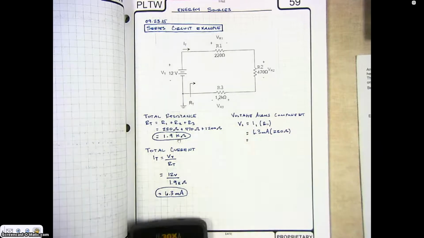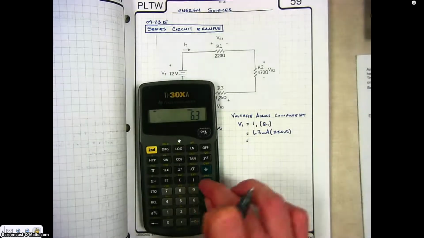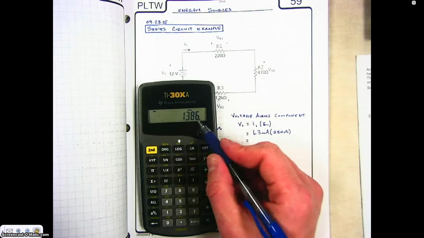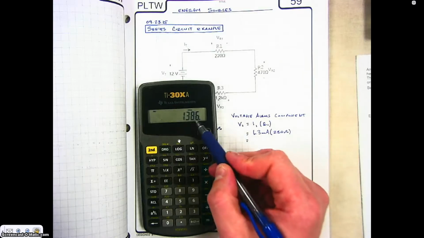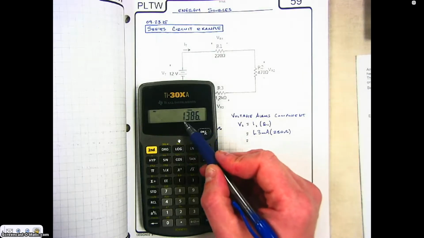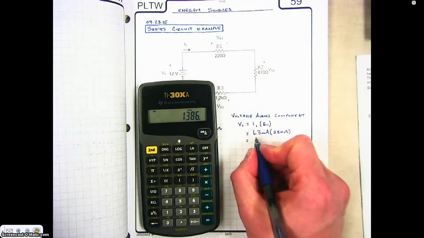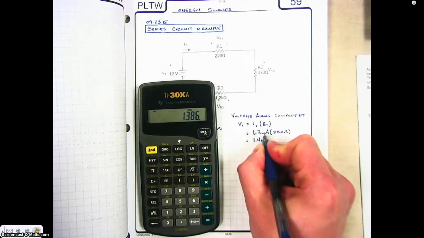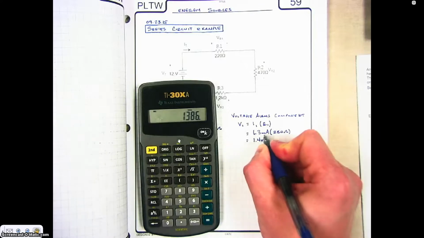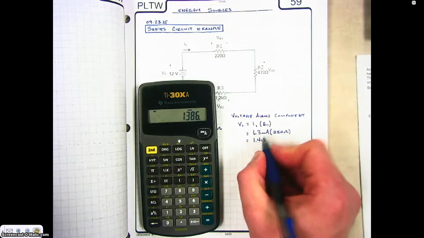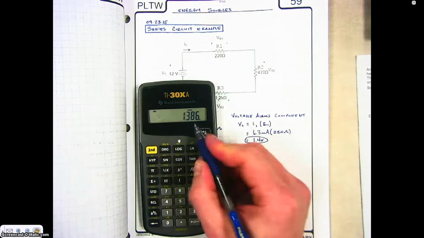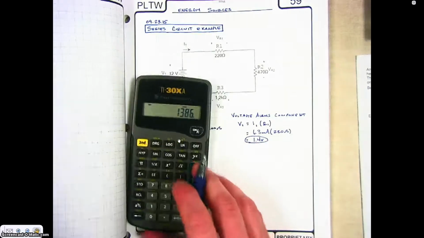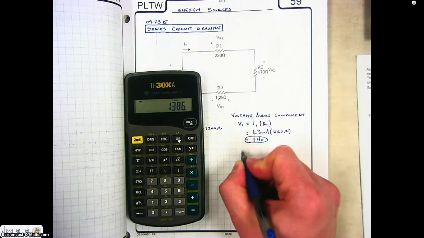We multiply those two things, 6.3 times 220, and we get 1,386. Because this is in milliamps, we have to convert it back to the standard unit, so we're doing that at our answer. If we move the decimal 3 places to the left, we get about 1.4 volts.